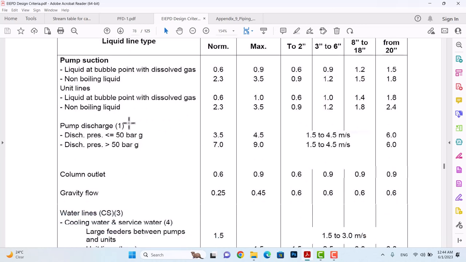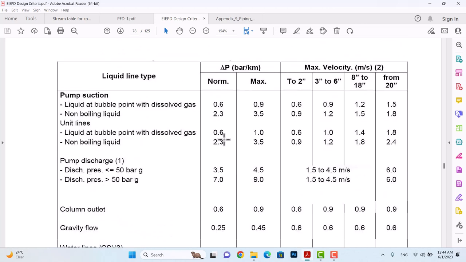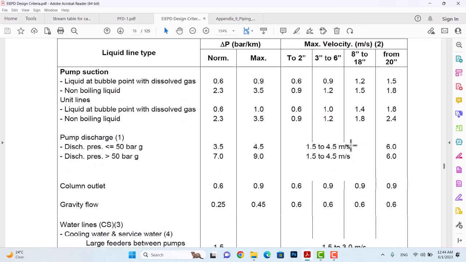Here, let's check other applications. If the line is going to be sized for pump discharge and the discharge pressure is lower than 50 bar gauge, this criteria is governing. The pressure drop, in normal flow, should be 3.5 bar per kilometer, and the velocity is between 1.5 to 4.5 meter per second.